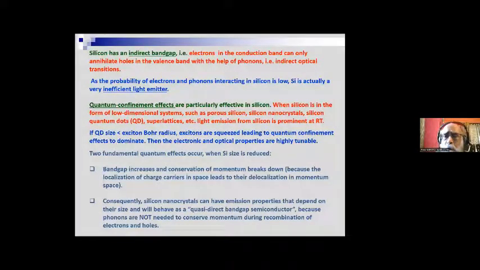Just let me talk about the physics. The quantum dot size is very small, smaller compared to the excitonic Bohr radius. You know Bohr radius.